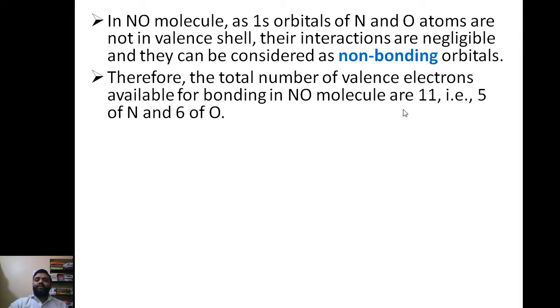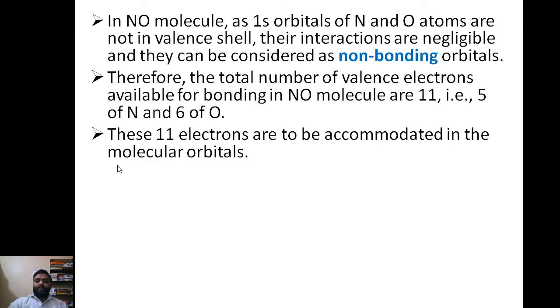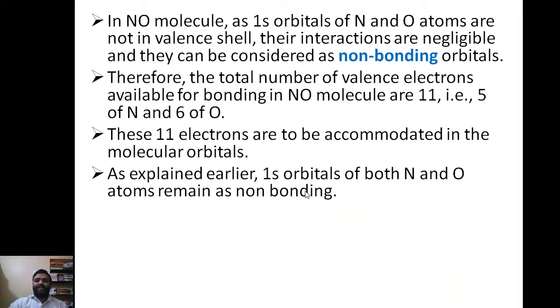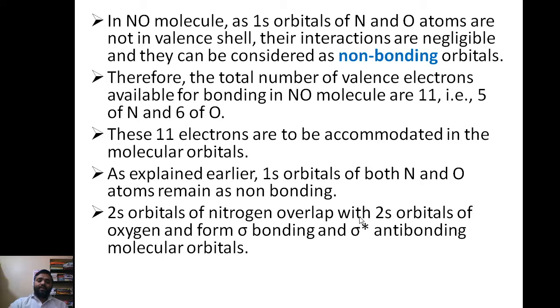I will write the distribution of electrons in the molecular orbital energy level diagram. These 11 electrons are to be accommodated in the molecular orbitals. As explained earlier, the 1s orbitals of both nitrogen and oxygen atoms remain non-bonding. Then the 2s orbital of nitrogen overlaps with the 2s orbital of oxygen to form sigma bonding and sigma anti-bonding molecular orbitals. Again and again revise this point, keep it in mind: one orbital overlaps with another orbital to form one bonding and another anti-bonding.